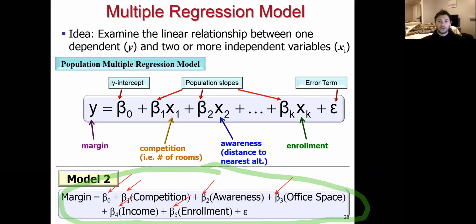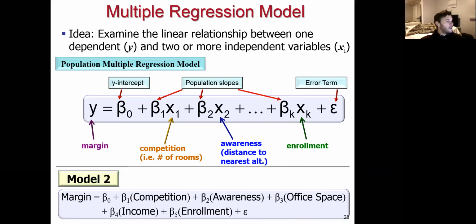Now, if we had only 2 x variables, for a minute we're going to abstract away from the model here.